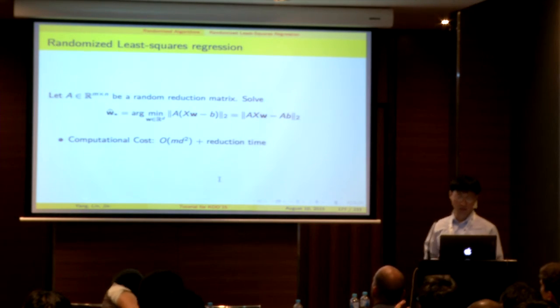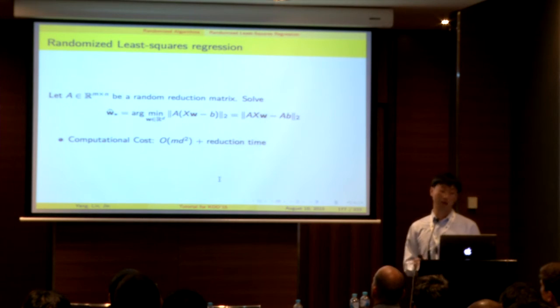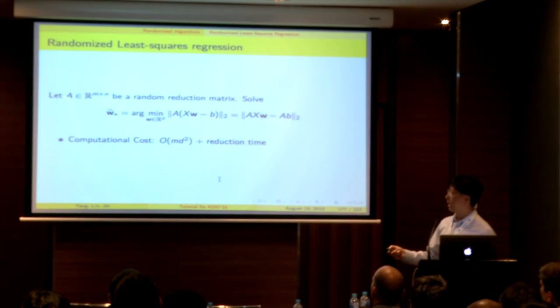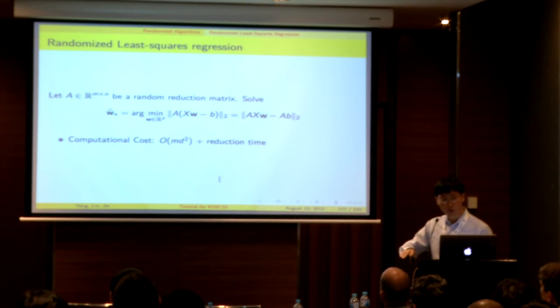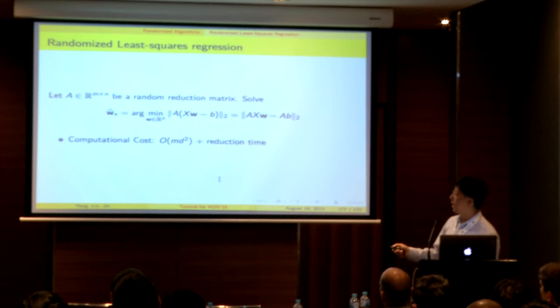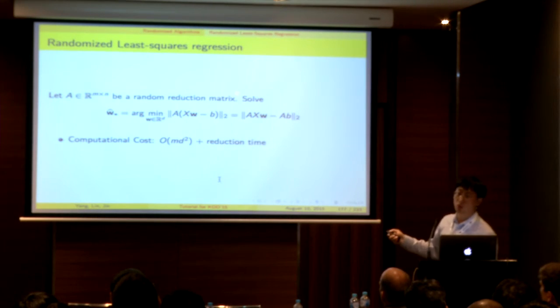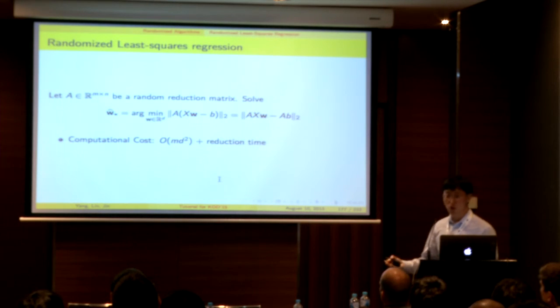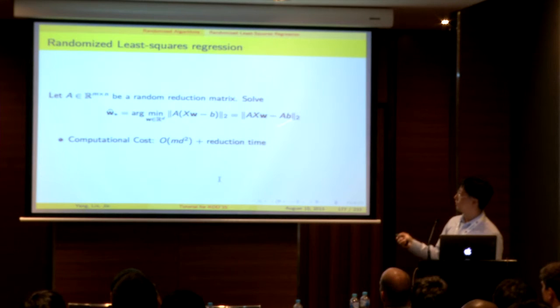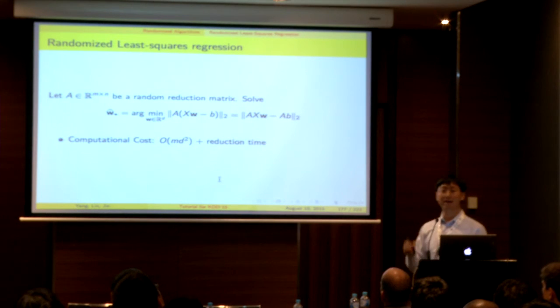The idea is actually also very simple. If we have a random reduction matrix A, we apply this A to reduce the original n rows to m rows, which could be much smaller than n. We apply A to X, apply A to b, and solve the reduced problem. Because now the reduced problem has m rows, the cost of solving the reduced problem is m times d squared plus the reduction time. So if the reduction time is much smaller than n times d squared, we would save a lot of computation cost.